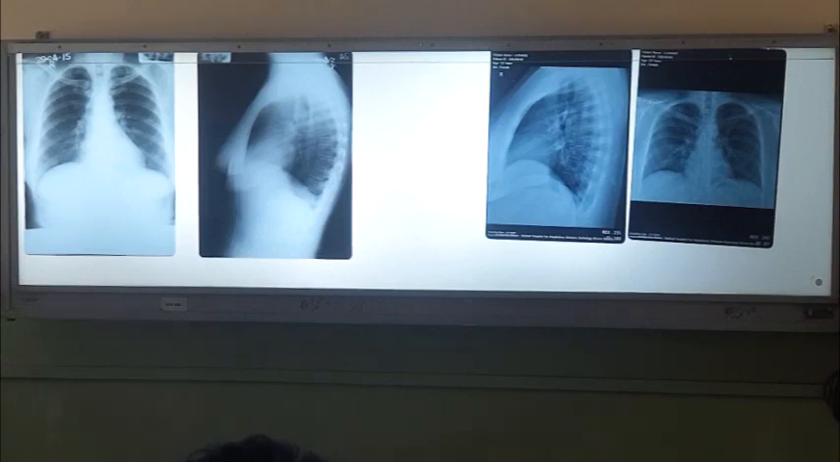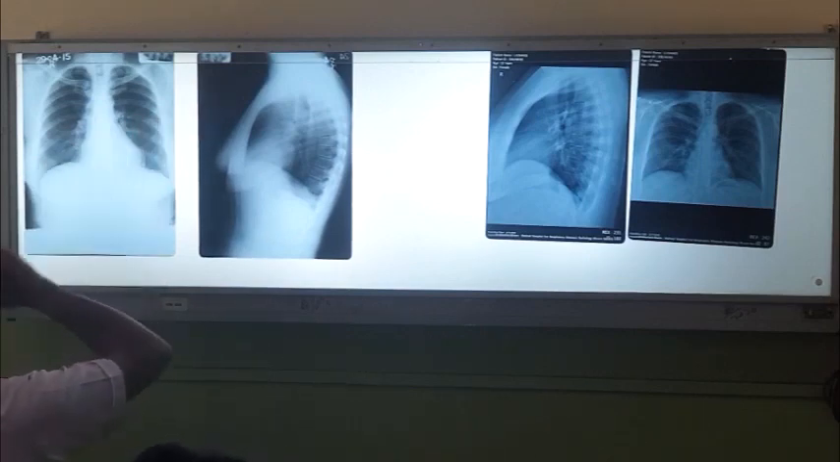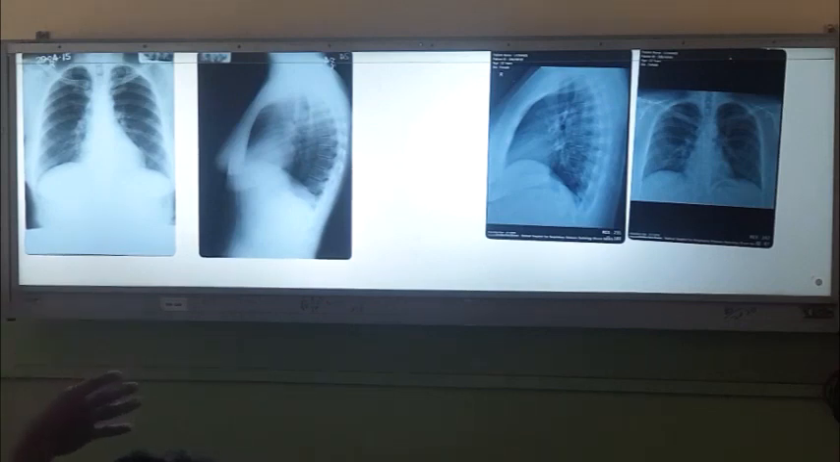Right. So before reading any X-ray, the identification is important: name, age, everything. Sometimes the date is important, and identification is very important because you might take decisions by looking at all the X-rays, right?